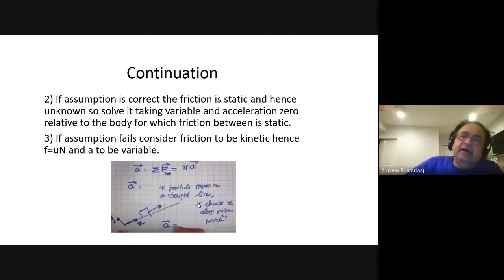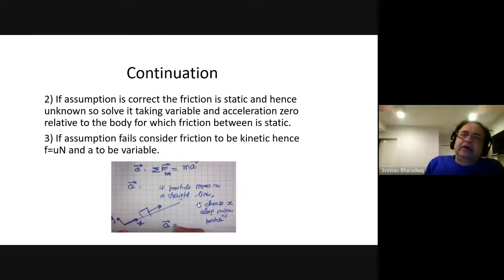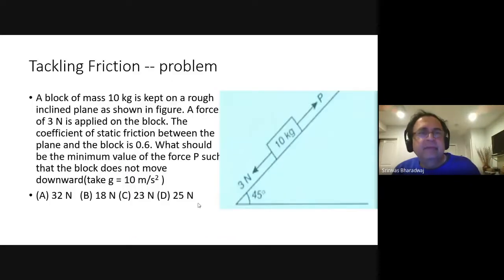If your assumption is correct, the friction is static, then you solve for what? The friction. If your assumption fails, then you have to assume it's kinetic. Then the friction is known. It is mu times N. All right.